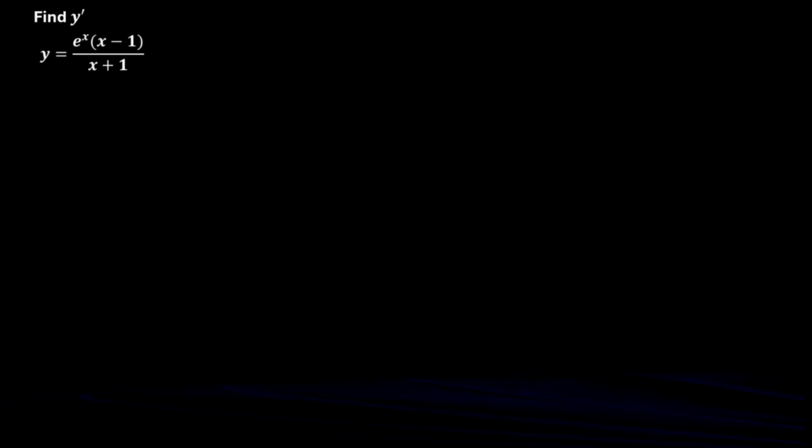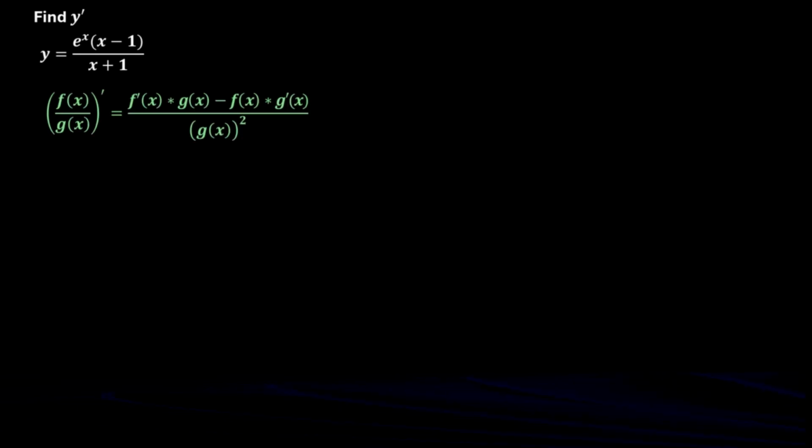This next problem is a bit trickier. We need to find the derivative for y equals e to the x multiplied by x minus 1, all divided by x plus 1. Recalling the quotient rule, we can define our f of x and g of x. First, let's let our first function f of x equal e to the power of x multiplied by x minus 1, and the second function g of x can just be x plus 1. However, we see that our first function f of x could be made up of two functions.